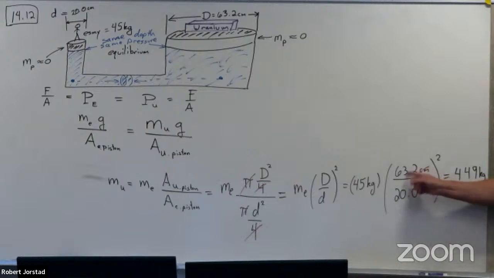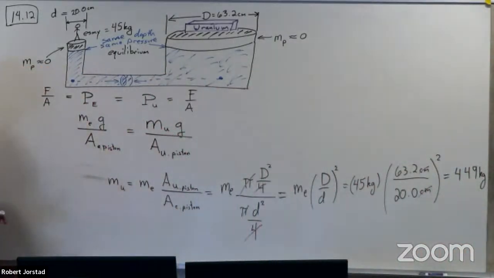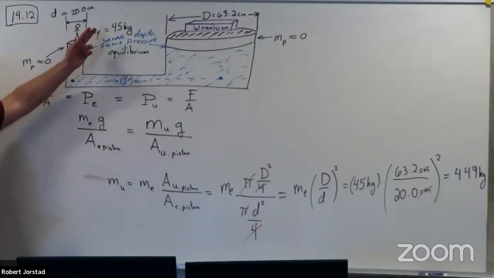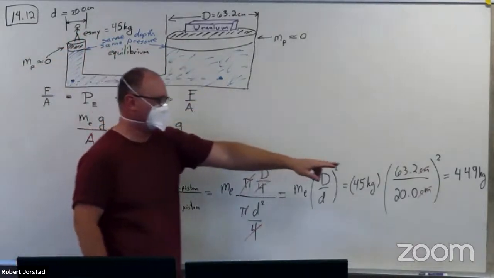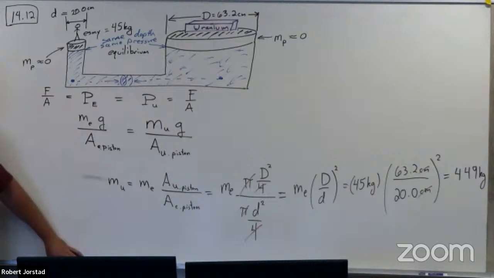449. So notice the ratio is about 3.33, right? Or 3.31, something like that. So the whole point is this is the ratio you need to get 10 times the force. Esme, a little kid, it's 45 kilograms, 100 pounds or so, can hold up this giant one-ton chunk of uranium, as long as the diameters are just a factor of 3 different or so. A little over 3. Crazy, right?